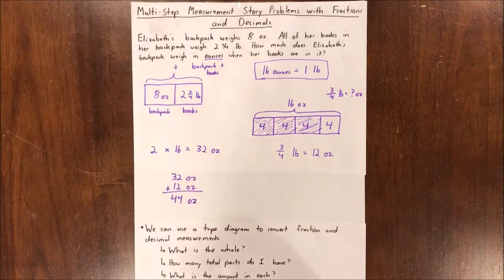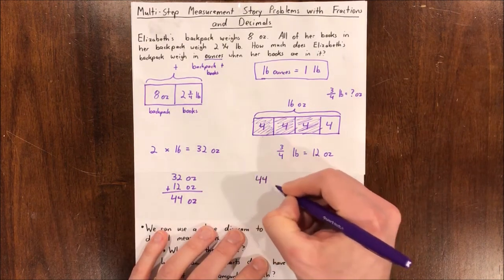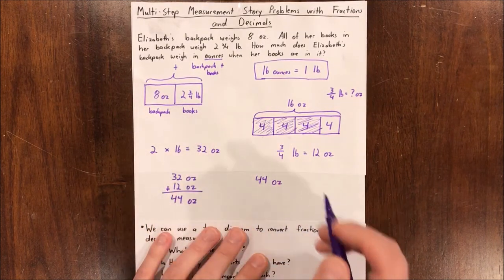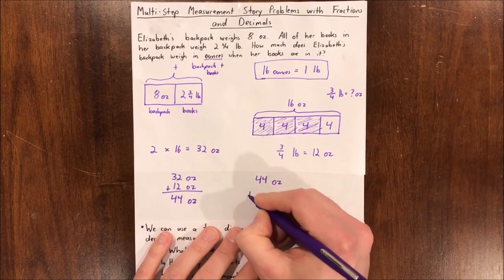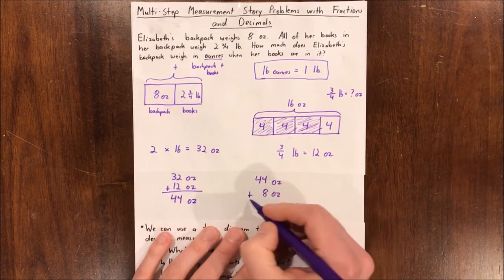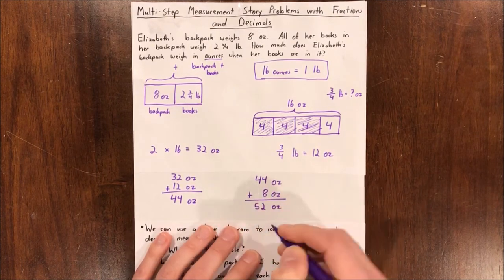And then what do we need to do last to finish up solving this problem? Go ahead and say it out loud. Right. We take the 44 ounces that we got from converting the weight of the books from pounds to ounces, and we add the 8 ounces that we had from the backpack, and that is going to give us 52 ounces.